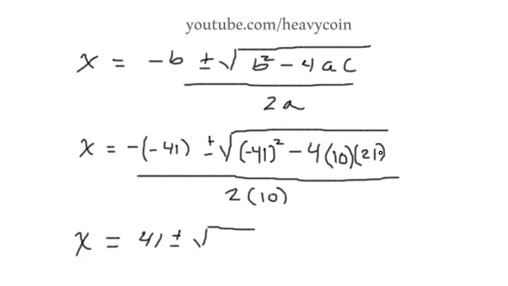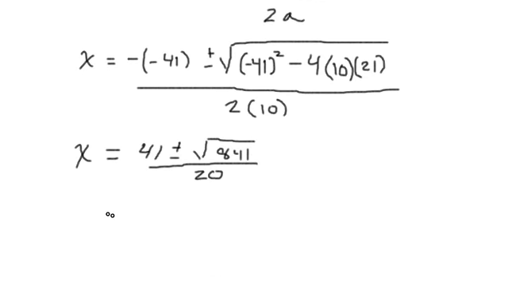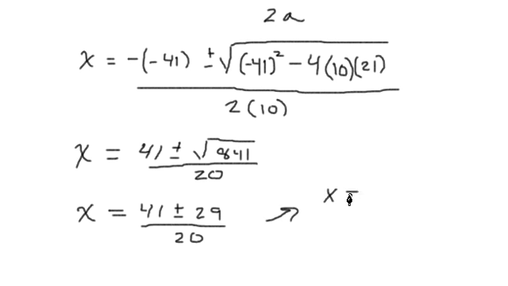Alright, so underneath the radical here, I am getting 841, and this is all over 20. And so we're going to have square root of 841 is 29, and that's all over 20. We'll write the rest up over here. So we have x is equal to 41 plus 29 over 20.